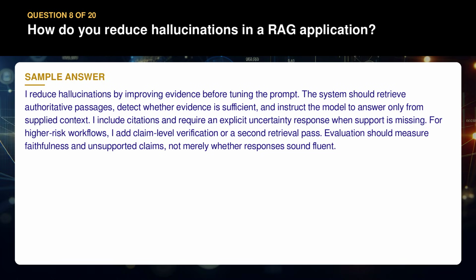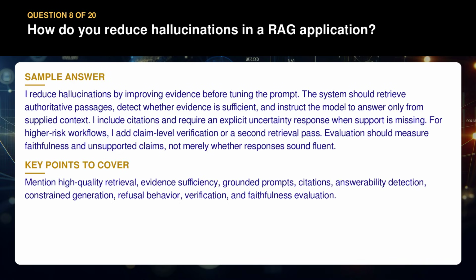For higher-risk workflows, I add claim-level verification or a second retrieval pass. Evaluation should measure faithfulness and unsupported claims, not merely whether responses sound fluent. Mention high-quality retrieval, evidence sufficiency, grounded prompts, citations, answerability detection, constrained generation, refusal behavior, verification, and faithfulness evaluation.